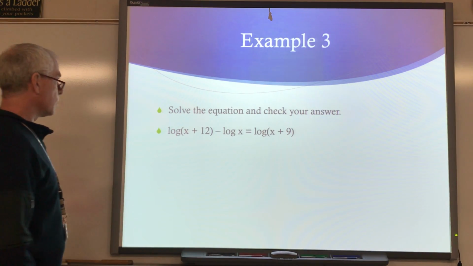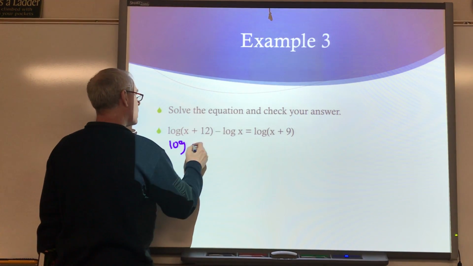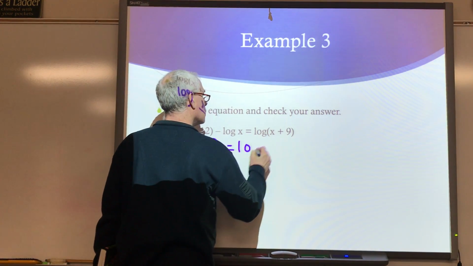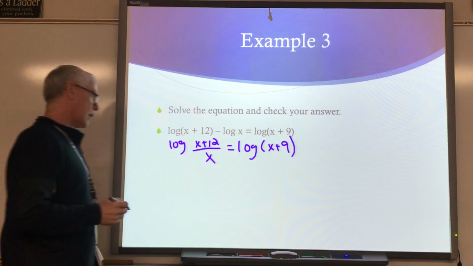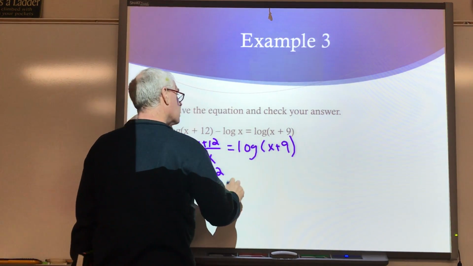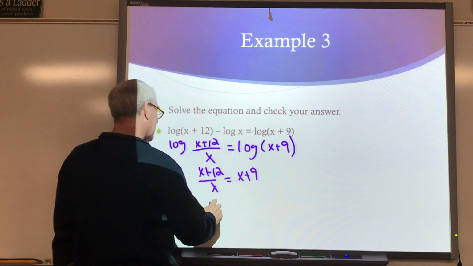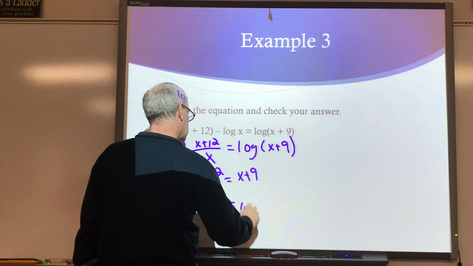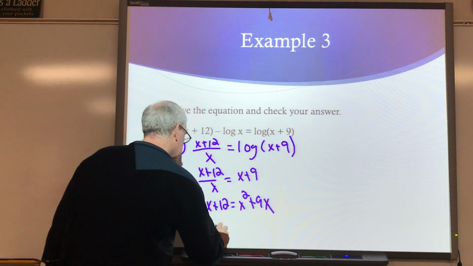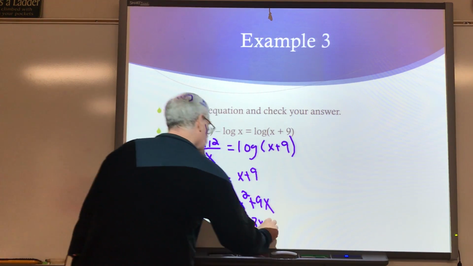Okay, so similar. I'm going to condense the left side, so I'm going to go the log. I've got a subtraction, so this is going to turn to division. I've got a common log on both sides, so I can ignore that. So I'm going to go x plus 12 over x equals x plus 9. To get rid of that denominator, multiply both sides by x. And now I can see I've got a quadratic, so I'm going to get 0 on one side. Subtracting that x gives me plus 8x minus 12.